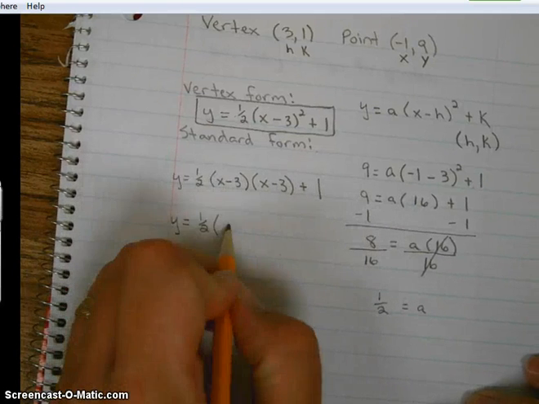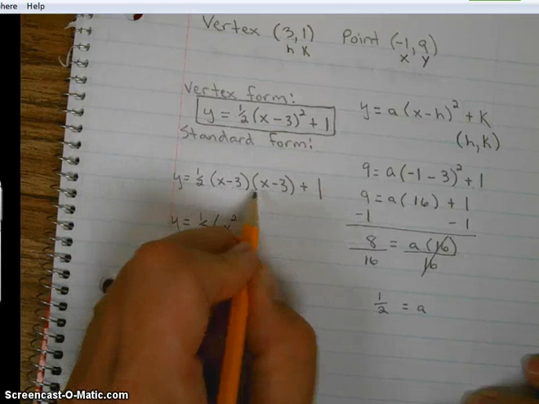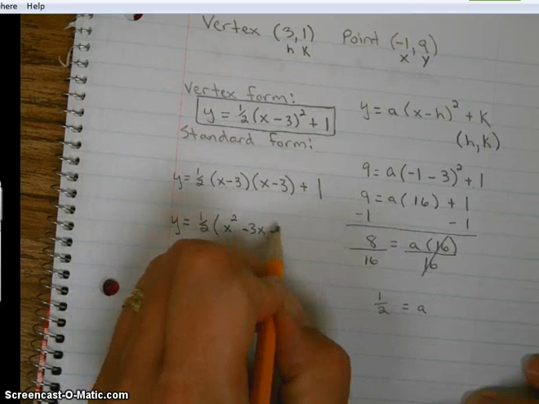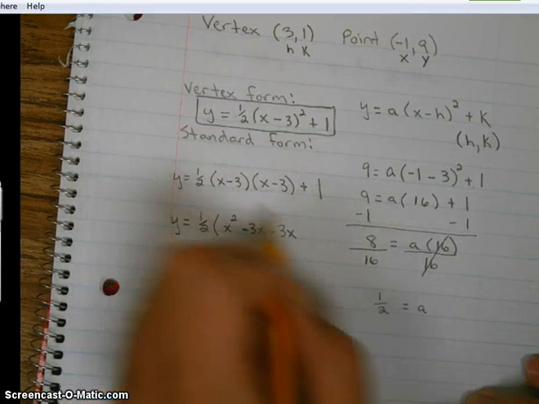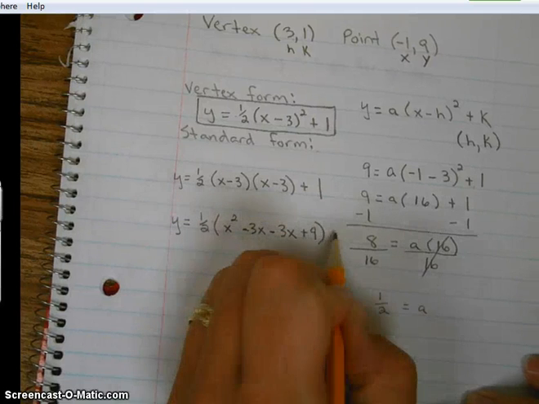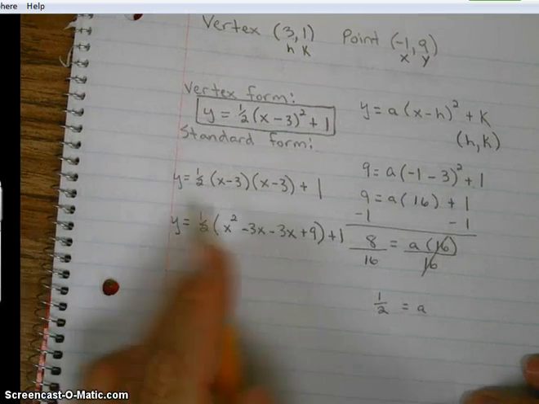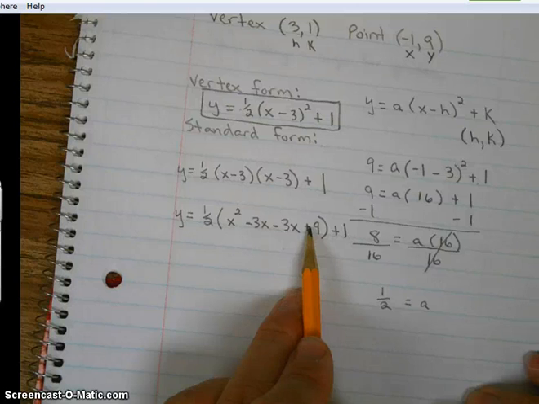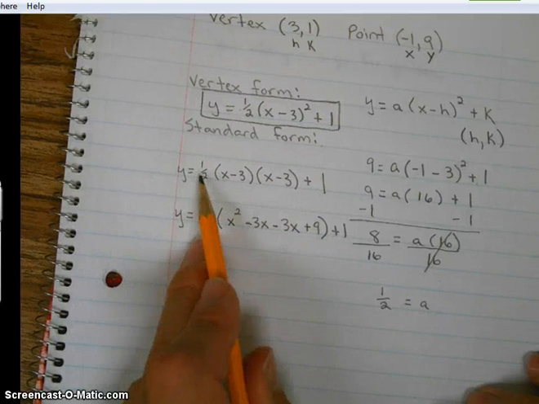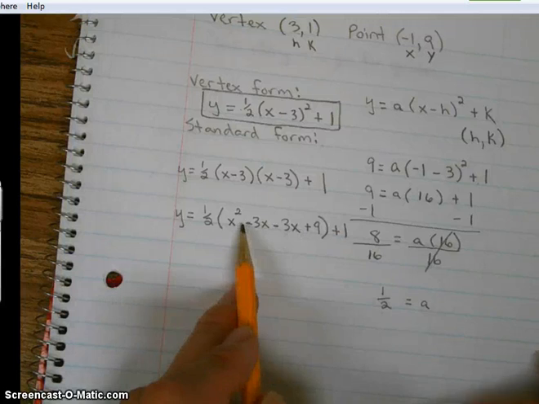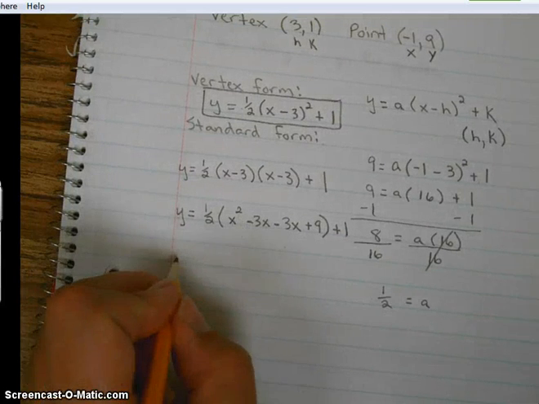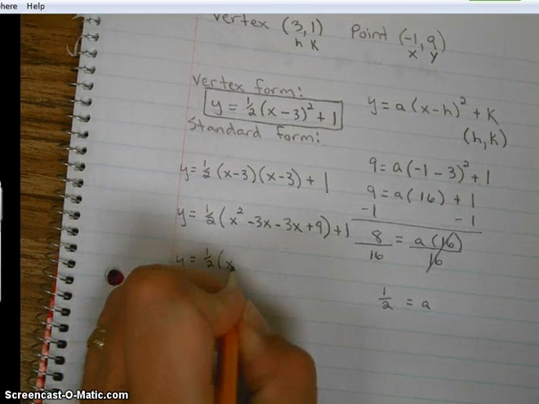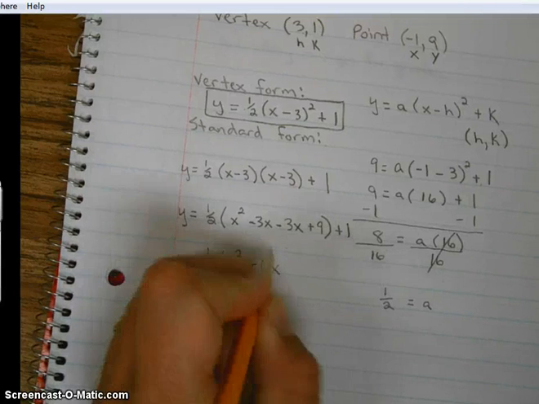So first terms, inner, outer, last. Now, please note, when I multiplied these together, I left them inside a grouping symbol. The reason is because I'm multiplying the 1/2 times this group. So let's simplify the group, combining our like terms.